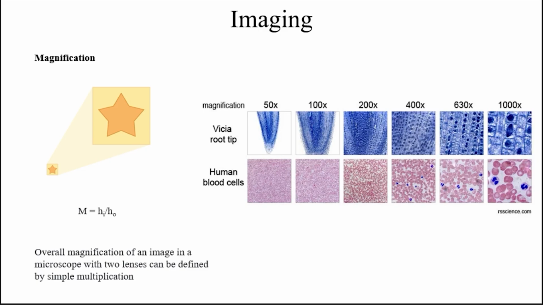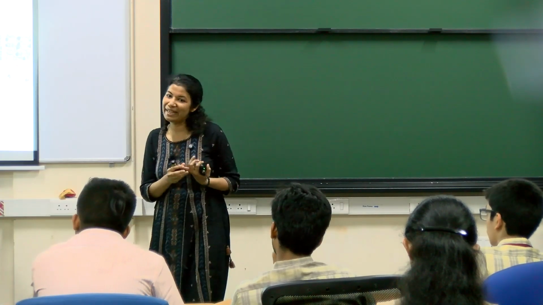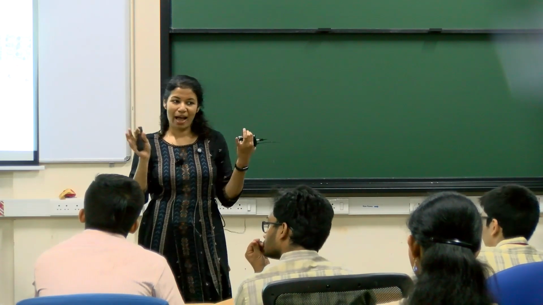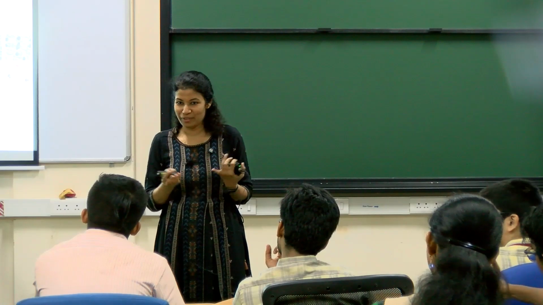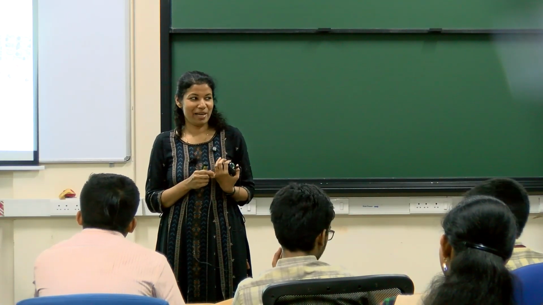Like that for human blood cells also. At lower magnification you see the overall structure, and as you go on increasing the magnification you start to see the details. So by this principle, I should be able to combine lenses and get higher magnification, right? Like with light also I should be able to do it. But that doesn't happen. Does anybody know why?